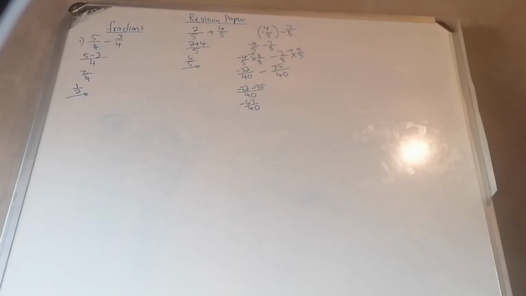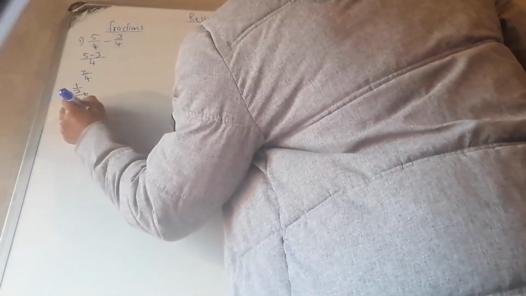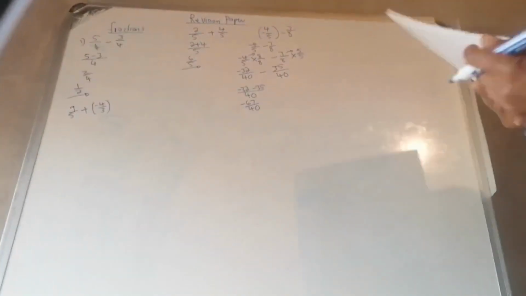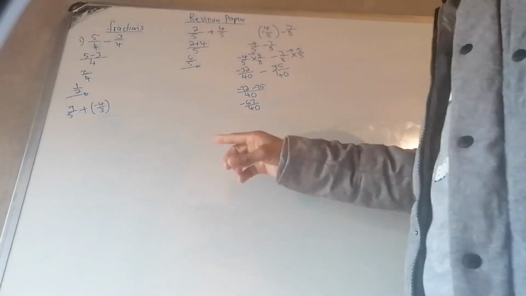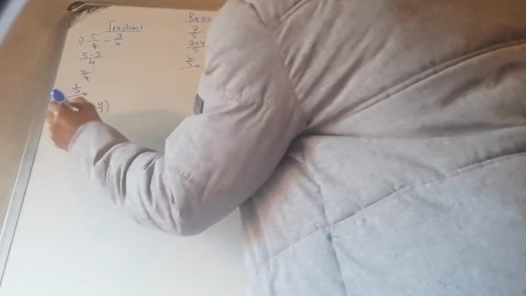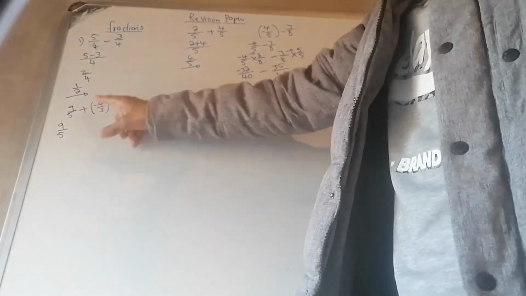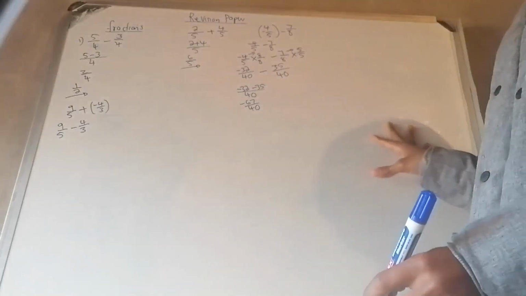Okay, and then lastly, something like this. 9 over 5 plus negative 4 over 3. You will simplify that. Now, a positive times a negative, and we'll find negative 4 over 3.